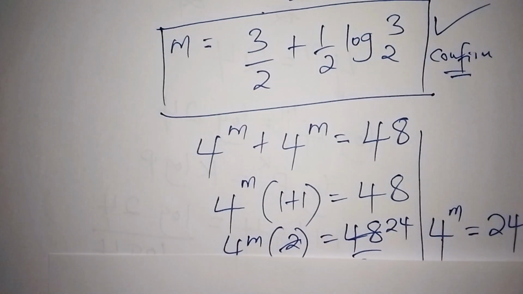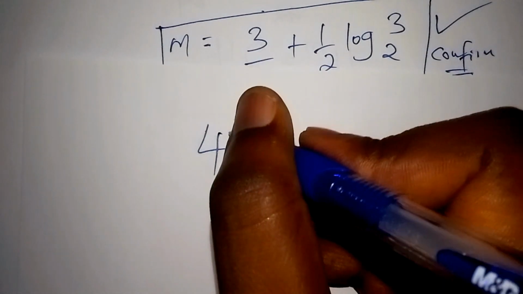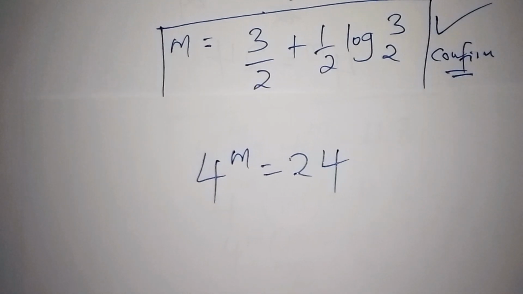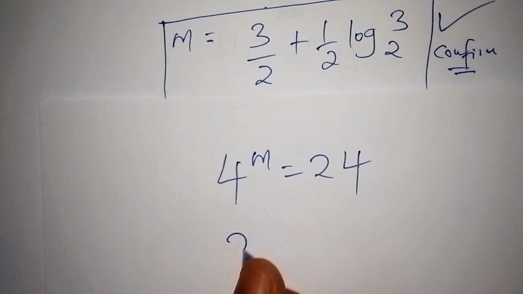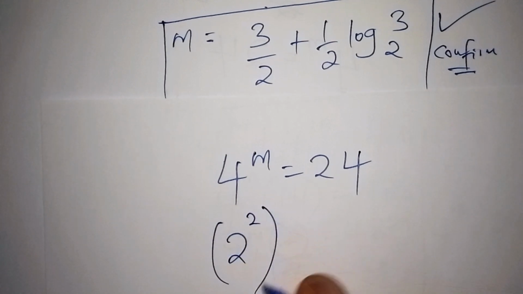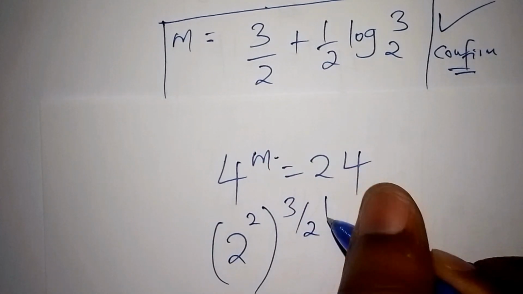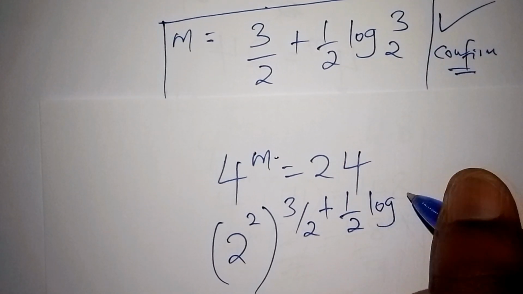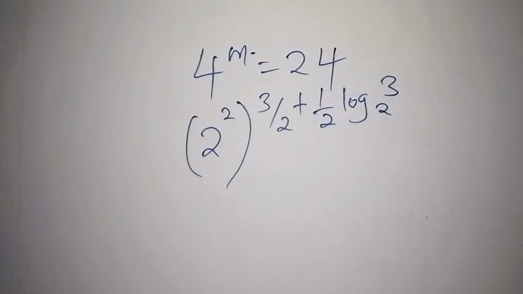So now we have 4 to the power of m is equal to 24. So what is now our value for m? 4 can also be written as 2 to the power of 2. So instead of writing m, we write 3 over 2 plus a half the log of 3 base 2, so it is 2 to the power of 2, to the power of 3 over 2 plus a half the log of 3 base 2. So that is now what we have, and that is now what we want to work out.